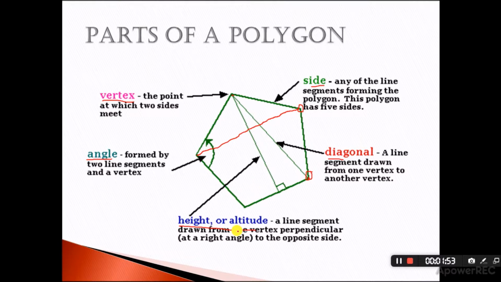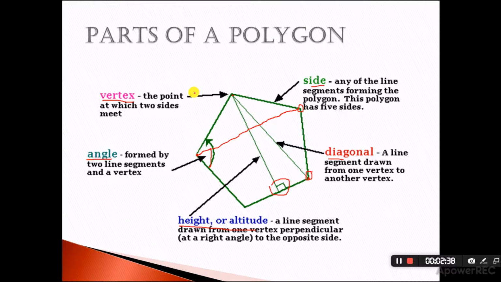Height or altitude. Height or altitude is a line segment drawn from one vertex perpendicular, at a right angle, to the opposite side. When we say perpendicular lines, you can form a right triangle with it. So that's the height or altitude. The next one is the angle. The angle is formed by two line segments and a vertex. As you can see, there is a vertex in here, and that curving arrow is the angle.